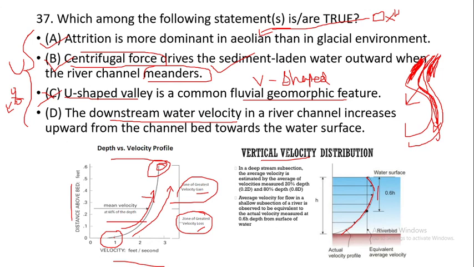So we can say that the downstream water velocity in the river channel increases from the bed towards the water surface. So this will be correct. Okay, so this statement also will be correct. Why? Because it is increasing from the bed to the top. Okay, yes.